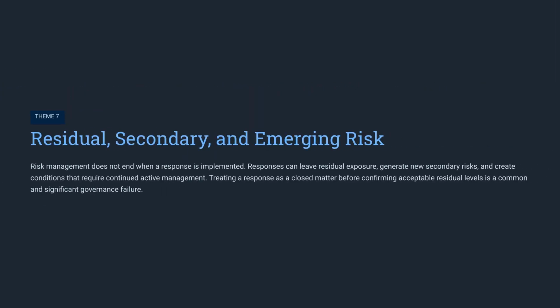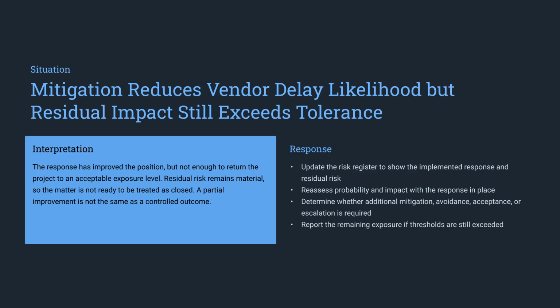Theme 7 addresses residual, secondary, and emerging risks. Risk management doesn't stop once a response is implemented. You must confirm that residual levels are acceptable before closing any risk entry. If mitigation reduces a risk but the residual impact still exceeds tolerance, the work isn't done. Reassess the new probability and impact, then determine if further mitigation, avoidance, or escalation is necessary.